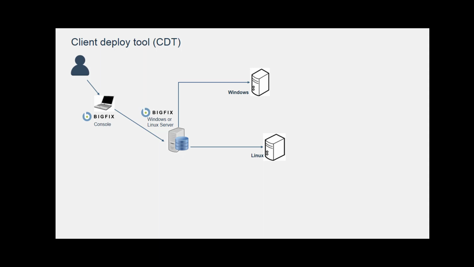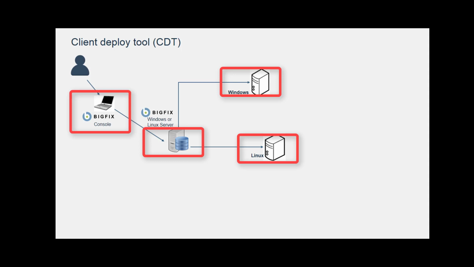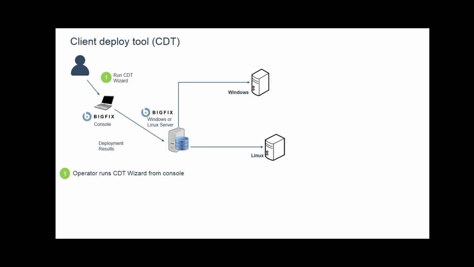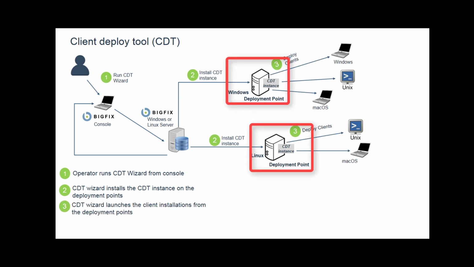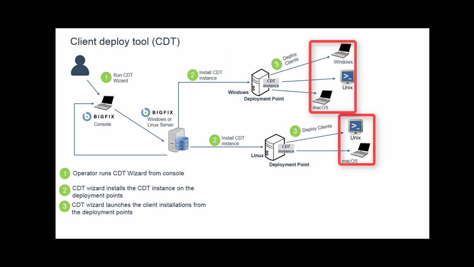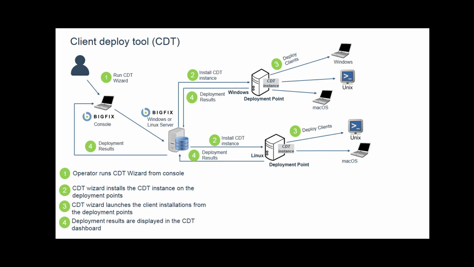Starting from an environment with a server, a console, and just a few agents, run the client deploy tool wizard, select the targets from the unmanaged assets, or specify the target names manually, then select a deployment point. The wizard installs the client deploy tool automatically on the selected deployment point. The wizard initiates the client deployments from the deployment point. All the deployment results are collected by an analysis and displayed in the client deploy tool dashboard.